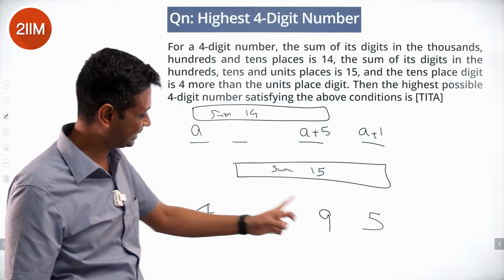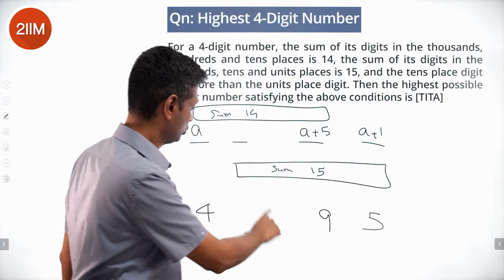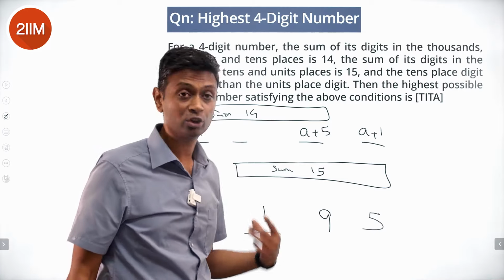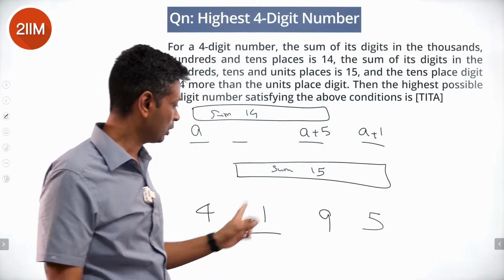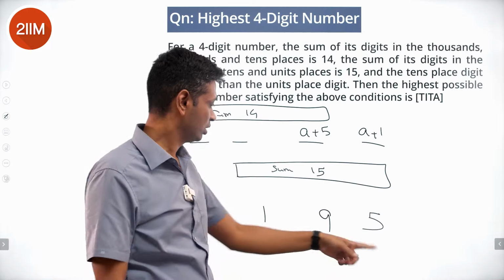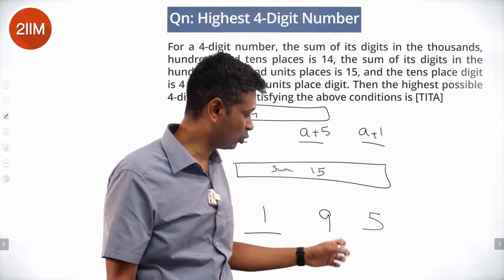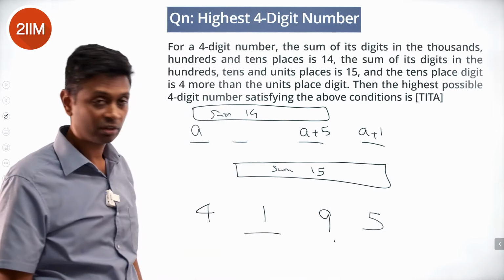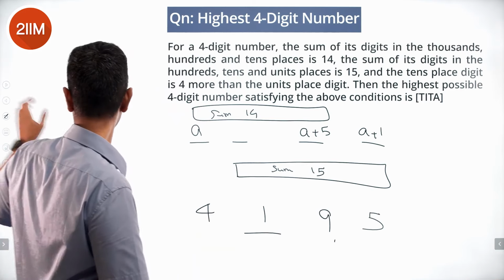4-9-5. 4 plus 9 is 13. Put this as 1. 4 plus 1 plus 9 is 14. Sum of the three digits is 14. 1 plus 9 plus 5 is 15. That works. This is 4 more than this. This works. It cannot be more than 9. That means this cannot be more than 4. 4195 is the best possible number.